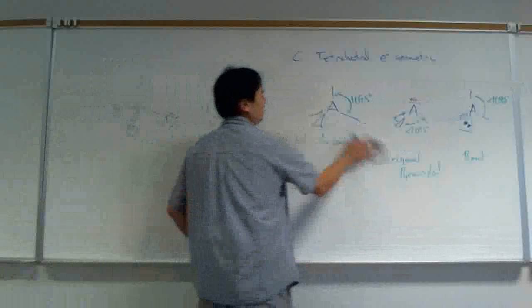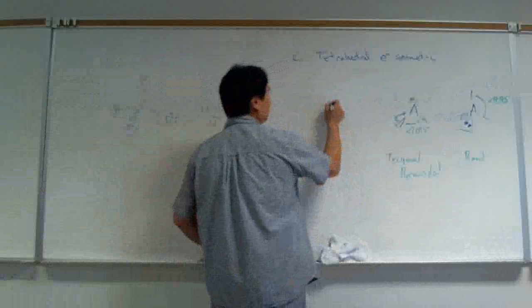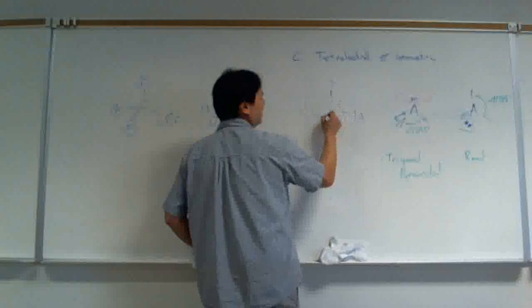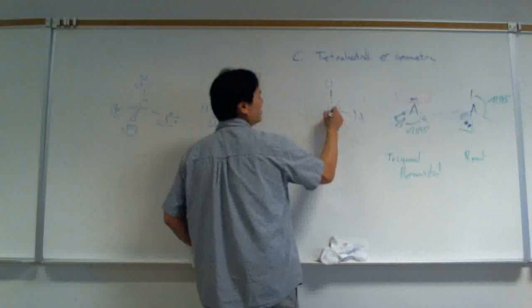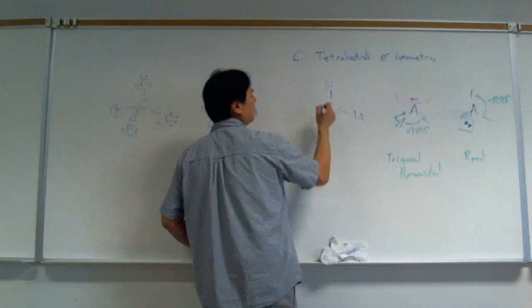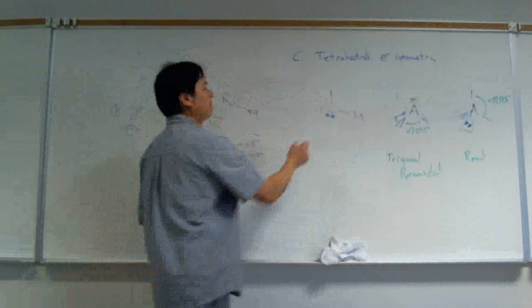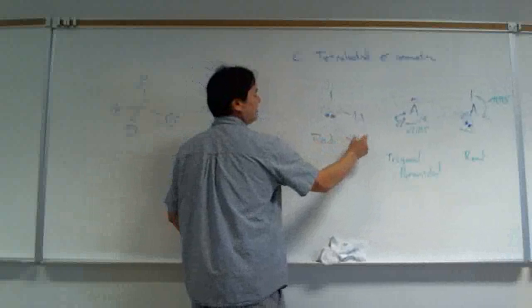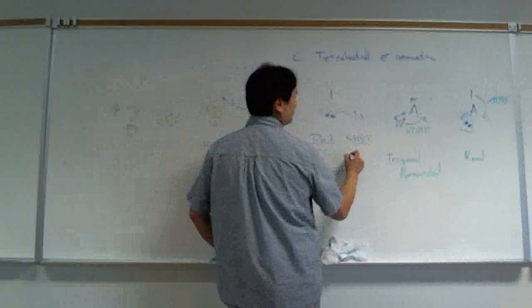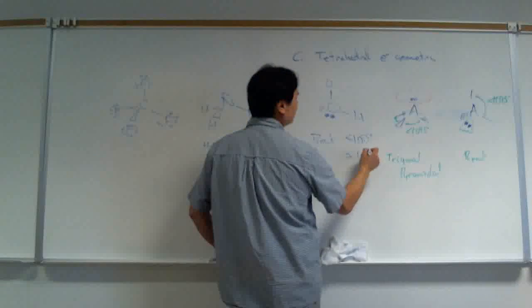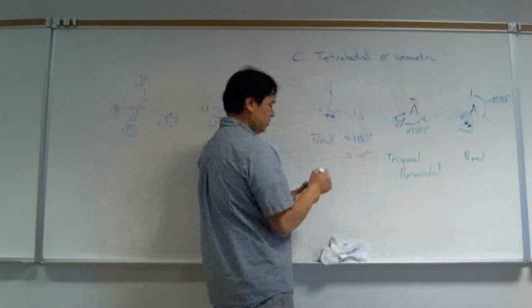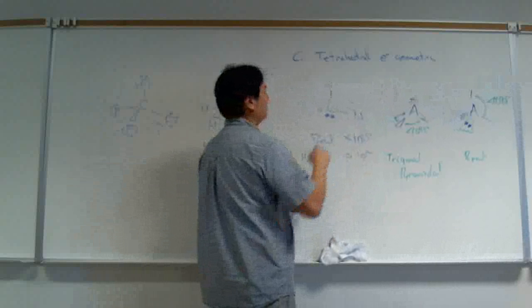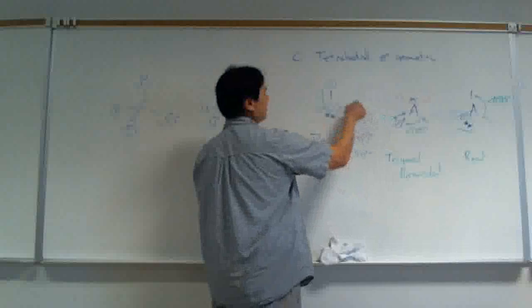The next example is water. I'm going to draw water like this: one bond coming up, one bond going out, one lone pair coming out, and one lone pair going into the board. This is bent, and the angle is less than 109.5, about 105 degrees. The angle is the HOH angle, and you can see the geometry is bent like this.